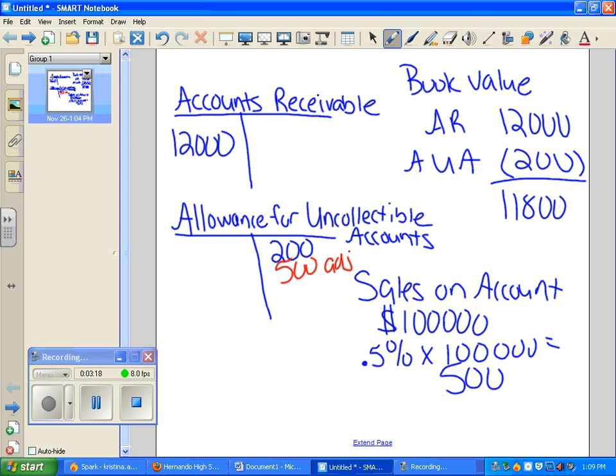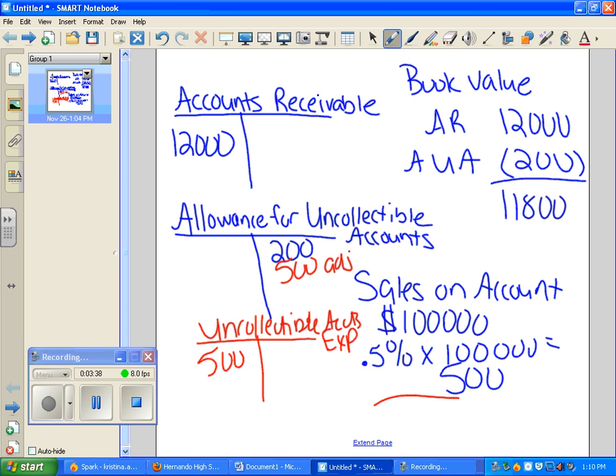Now, because it's a cost of doing business, the corresponding debit for this is going to go into uncollectible accounts expense. So you guys just need to know how to determine the total amount of the adjustment. It's going to be percentage of sales on account, and then the adjustment will be a credit to allowance for uncollectible accounts and a debit to uncollectible accounts expense.